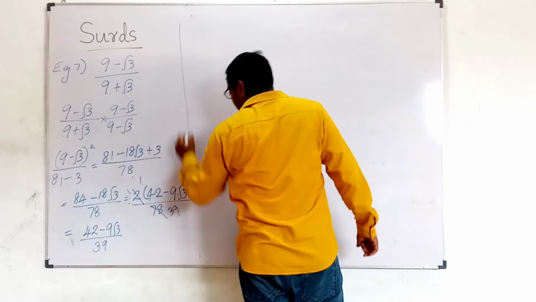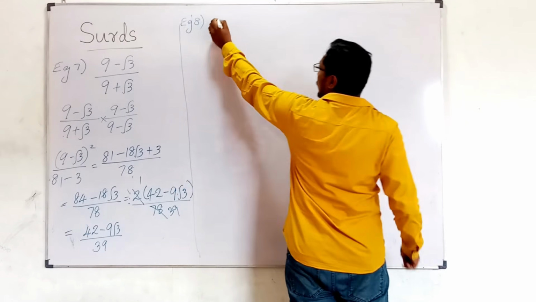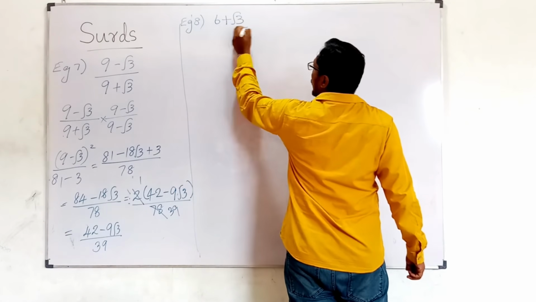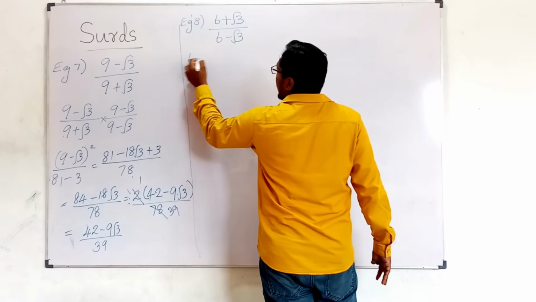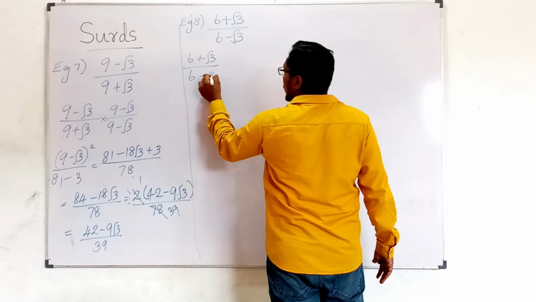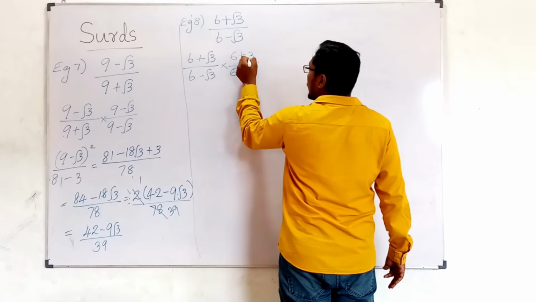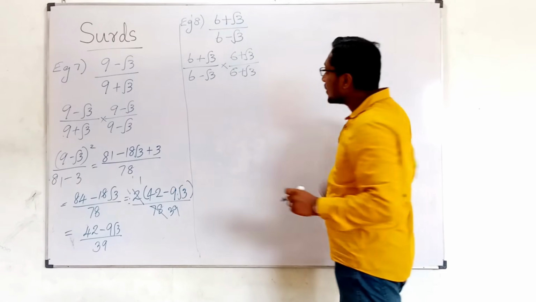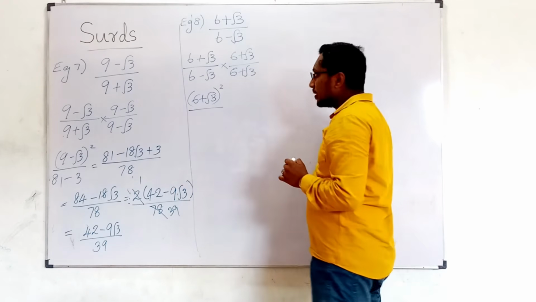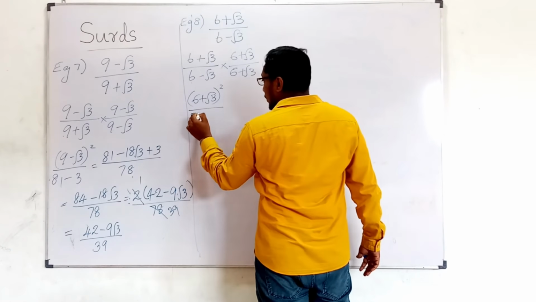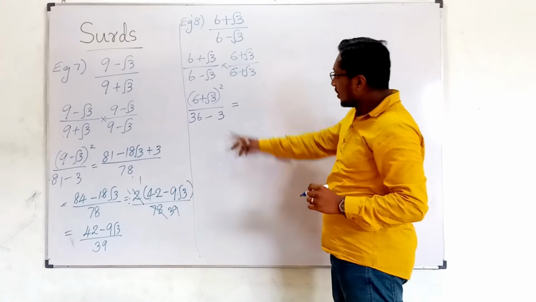Example 8. 6 plus root 3 divided by 6 minus root 3. So here we will multiply numerator and denominator by 6 plus root 3. So the numerator is now 6 plus root 3 squared, and the denominator is 6 times 6, 36, minus root 3 into root 3, which is 3. Right.